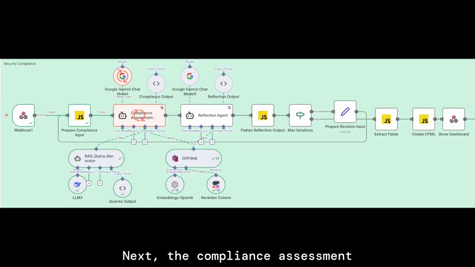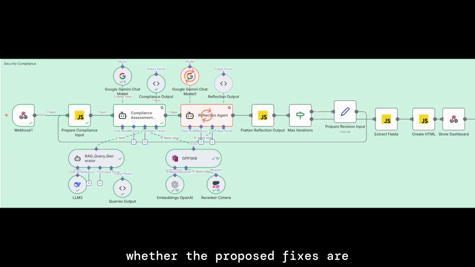Next, the compliance assessment agent reasons over the retrieved evidence to identify potential violations and propose fixes. Once it determines whether the configuration is compliant, it sends its decision, together with the proposed fixes and supporting evidence, to the reflection agent. The reflection agent then evaluates whether the proposed fixes are correct.